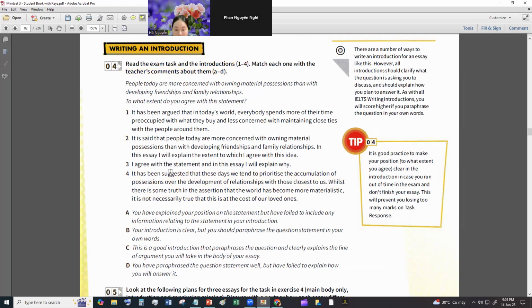Đầu tiên là diễn giải rất là tốt này, paraphrase rất là tốt. It has been suggested that these days we tend to prioritize the accumulation of possessions, more concerned with owning material possessions. Đó. Over the development of relationships with those closest to us, friendships and family relationships. While there is some truth, it is not necessarily true that. Okay. Thì đây là cách viết khá là khách quan và học thuật, chúng ta nên học theo.